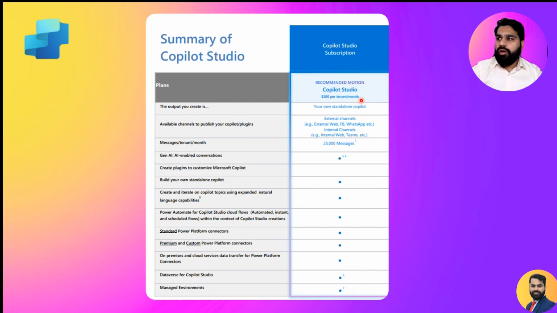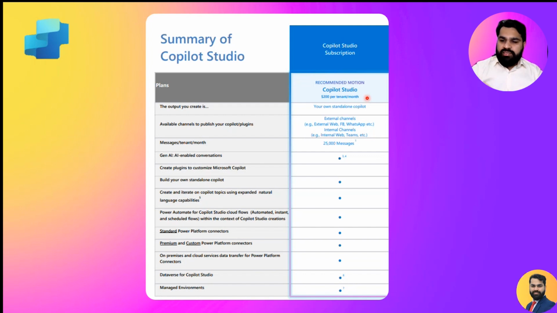is a $0 Copilot Studio user license. Okay, which also should be purchased by the organization. Okay, those are $0. Those are needed to be allocated to the users who are going to access Copilot Studio, or the custom Copilots which are built using Copilot Studio.